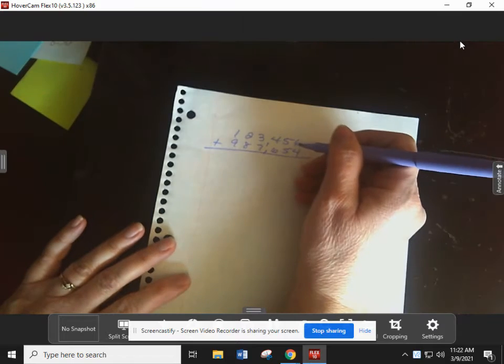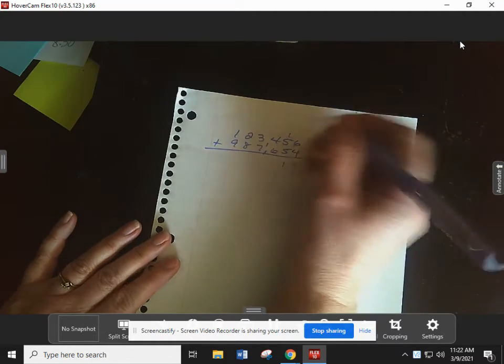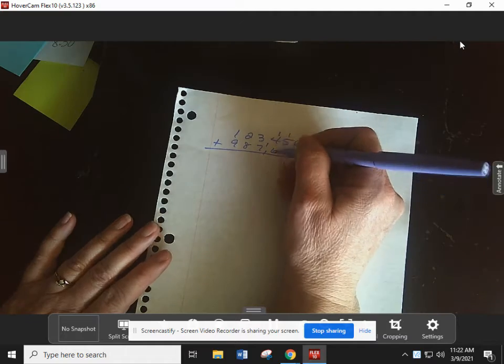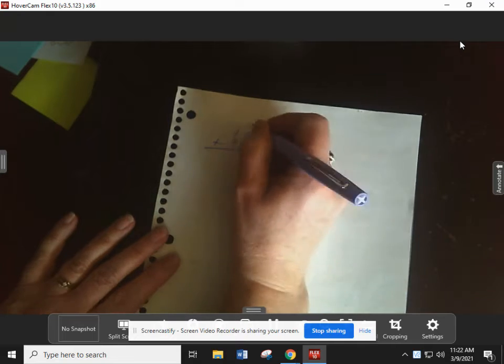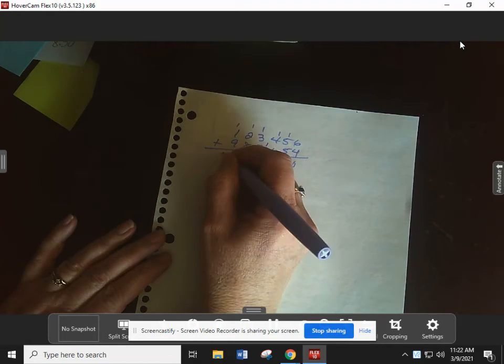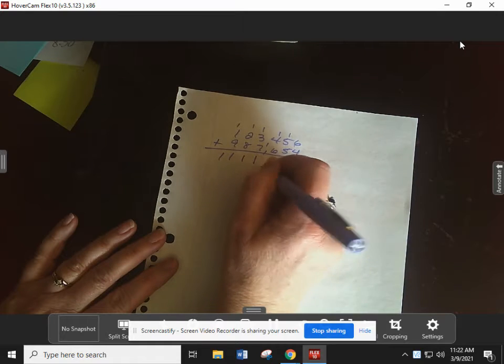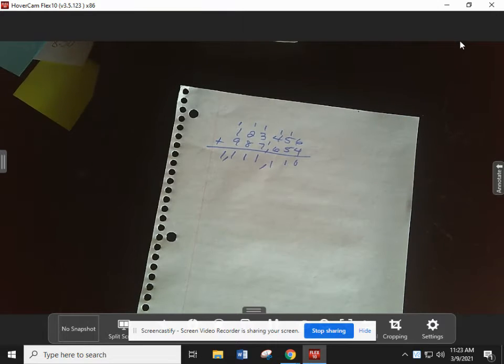So we know that 6 plus 4 is 10, carry the 1. 5 plus 5 is 10, carry the 1. 4 plus 6 is 10, carry the 1. Well, look at this silly pattern. How come this works? So notice the number that we get. Are you kidding me? 1,111,110.